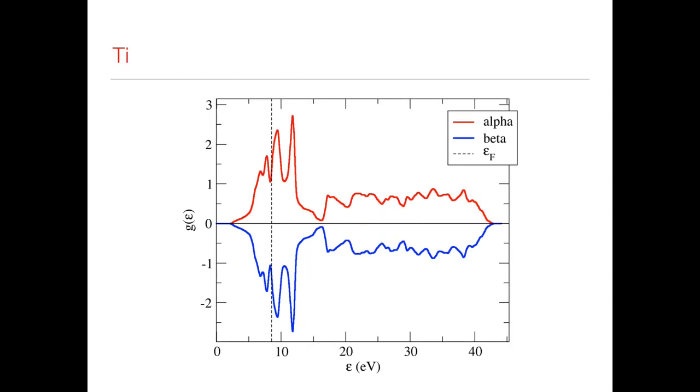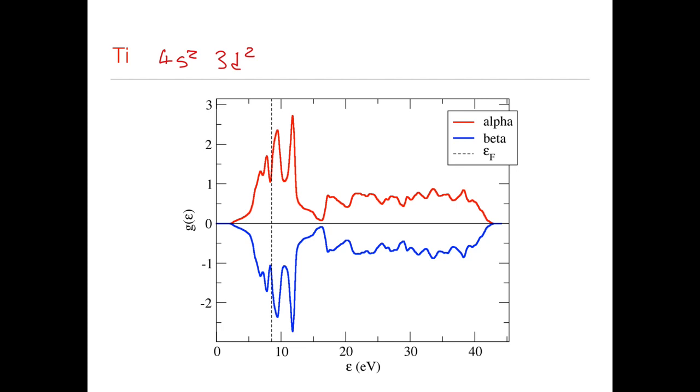So in titanium, the electronic configuration is 4s2 3d2. So we get a very similar profile of the density of states, where there's a low s background, and then there's a high series of peaks which come from the d states.